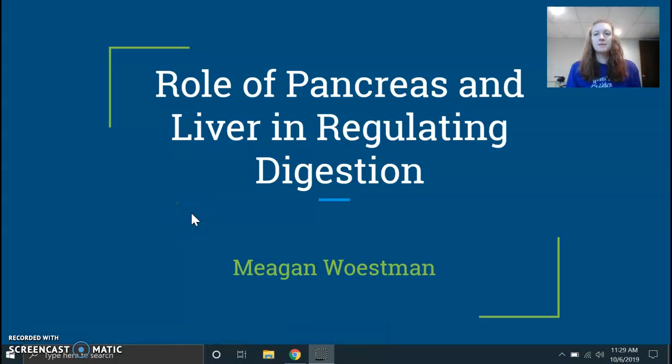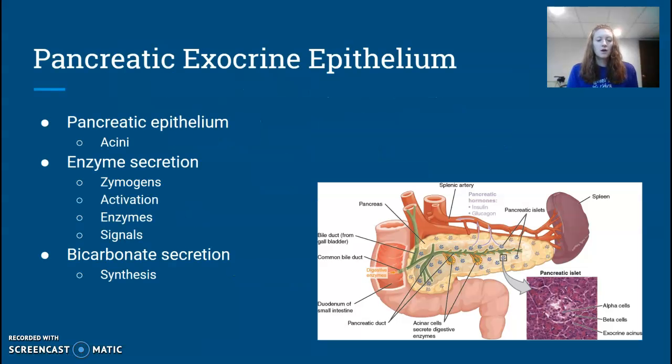Hello, my name is Megan Wiesman, and I will be discussing the role of the pancreas and liver in regulating digestion. The pancreas contains both types of secretory epithelium, both exocrine and endocrine.